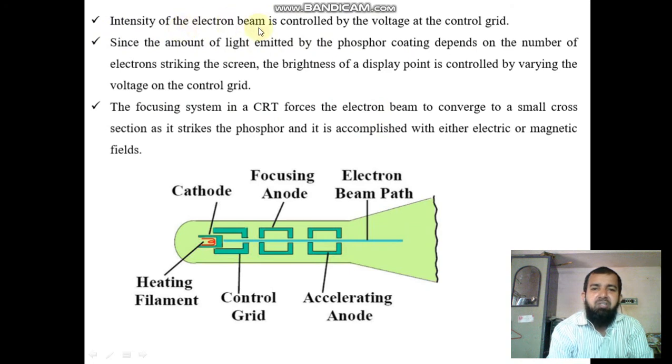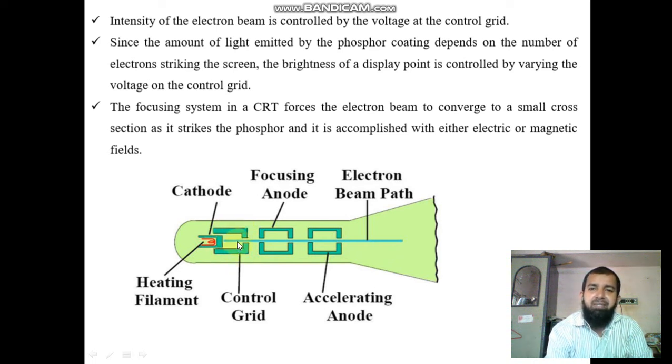The intensity of the electron beam is controlled by the voltage at the control grid. Okay, this is the control grid. This intensity of the electron beam is controlled by the voltage at the control grid.